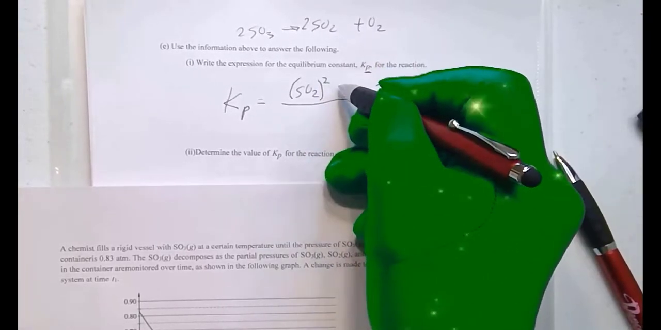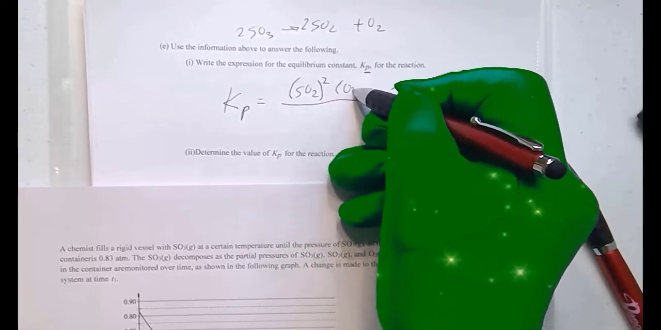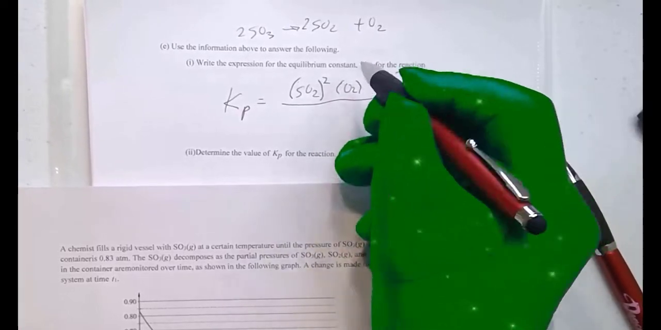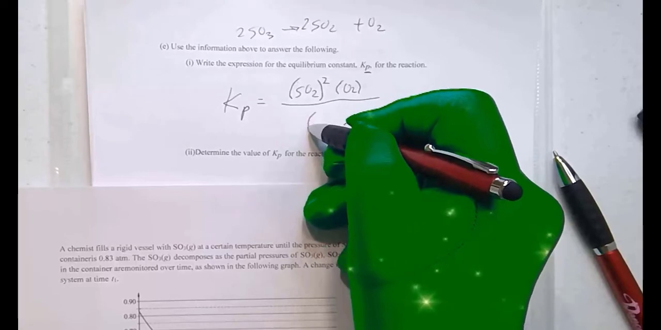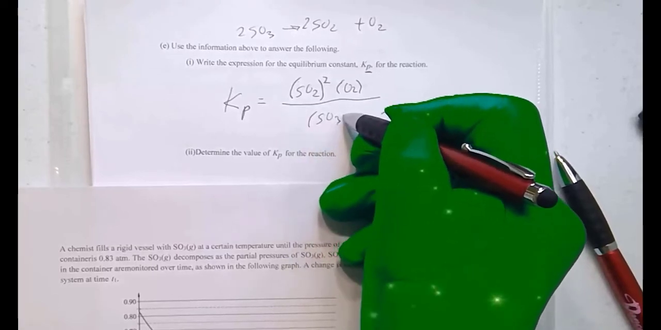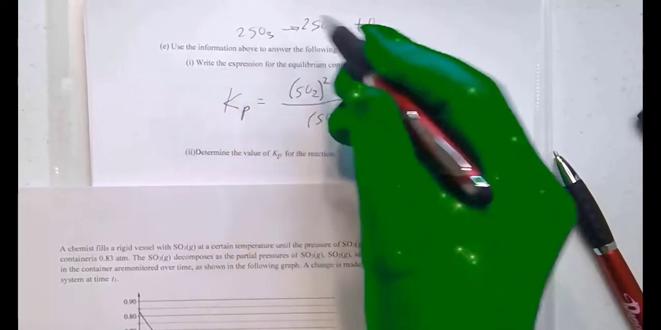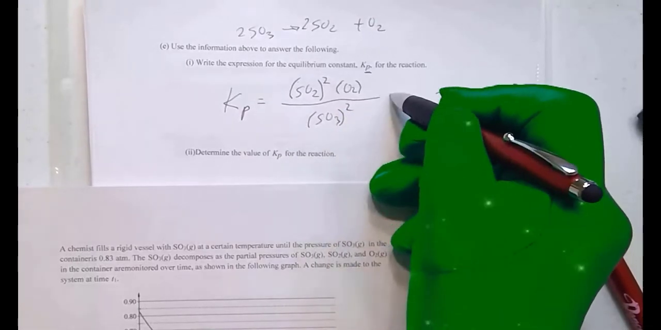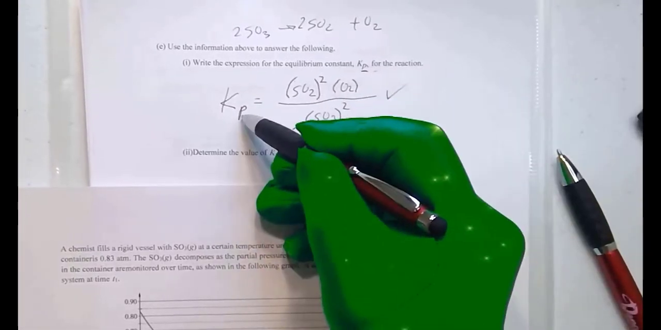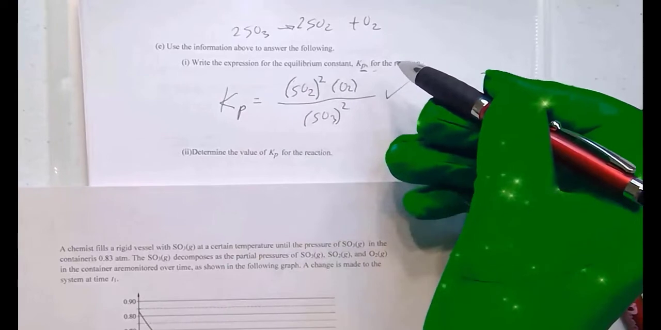Okay. Other product, O2, in parentheses. That says the pressure in atmospheres. And then our SO3, don't forget that's got to be squared too because of the coefficient. Okay, Kp. Had this been a Kc, we would have used brackets.